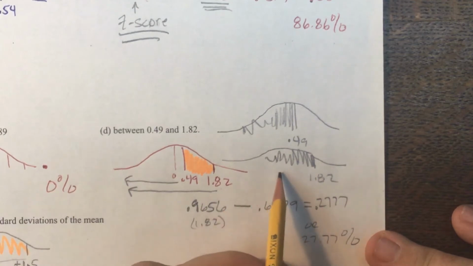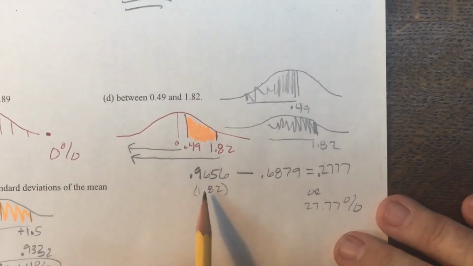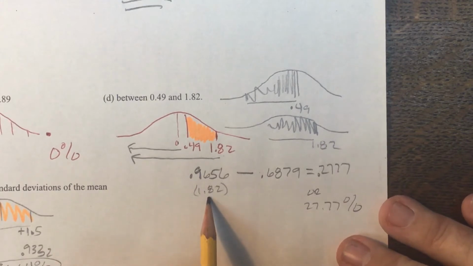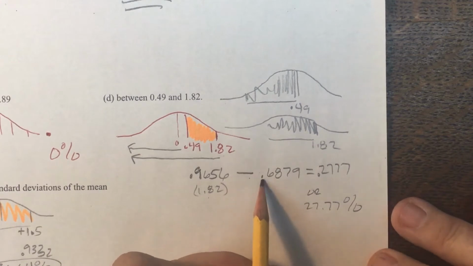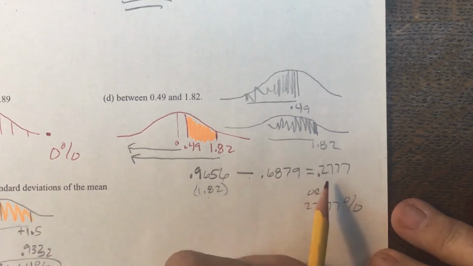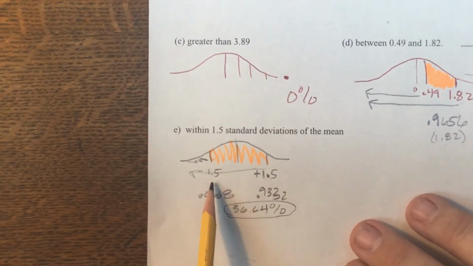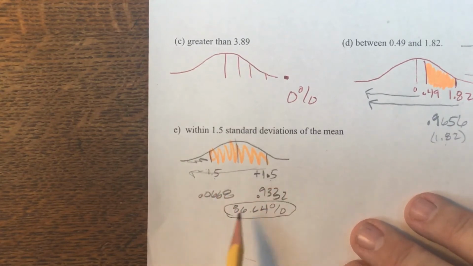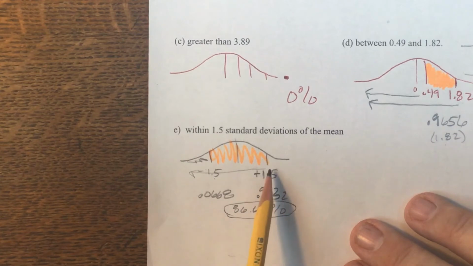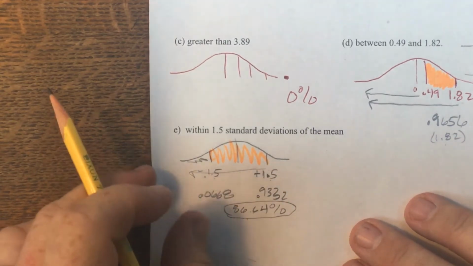When we find the area for the larger one, we're going to subtract the smaller one from it, and that's what I did here. So if you look at 1.82 z-score on your chart, you're going to get 0.9656, and you're going to subtract 0.6879 from it, and you're going to get 0.2777, or 27.77%. Same thing with standard deviations here. You subtract the smaller one from the larger one, and that's going to give you the area that's in between.